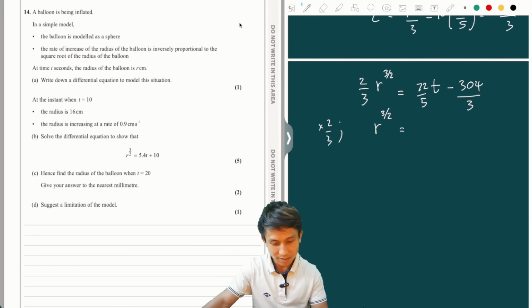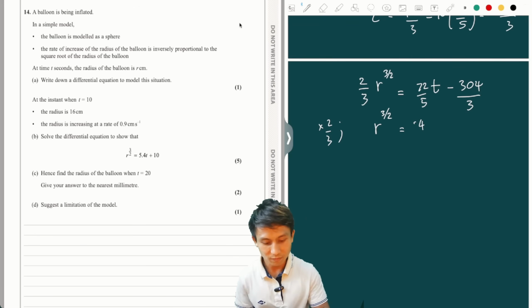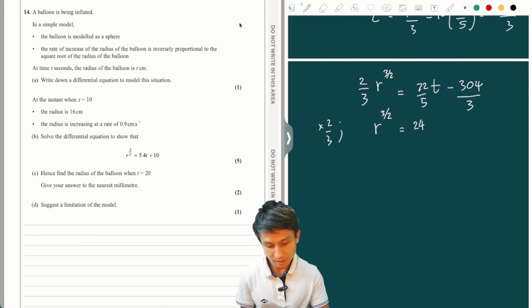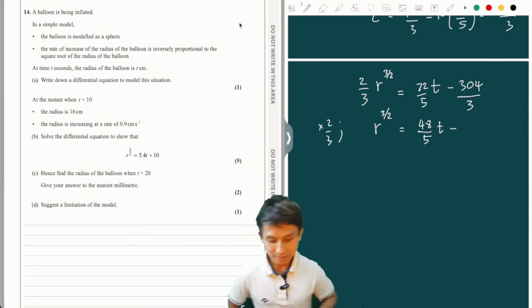So 3 will cancel 72. 3 times 72 divided by 3, we get 24. So 24 times 2 is 48, right? Yeah. And then times 2 over 3, you kidding me? Ooh, it looks like it should be simplifiable there.